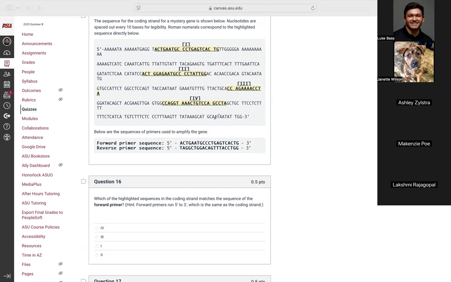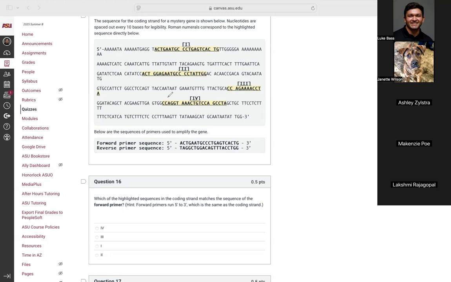So for the forward primer, you'll be matching it directly, right? This forward primer sequence, starting ACT, GAA, you'll see that one of these highlighted sequences matches, so use that sequence. But with the reverse primer, it's the reverse complement, is what it's called.